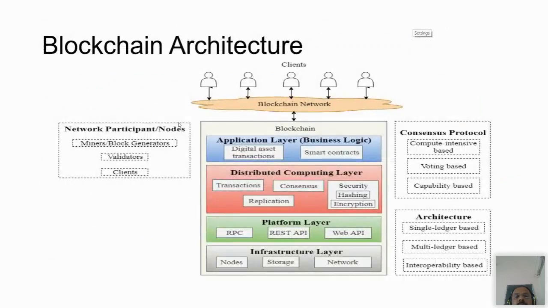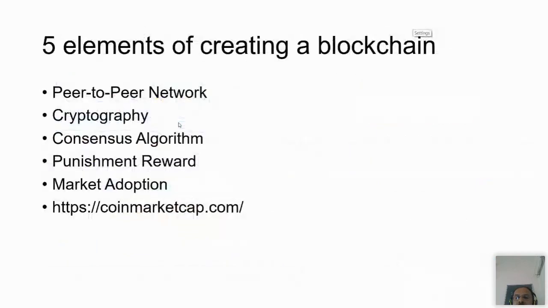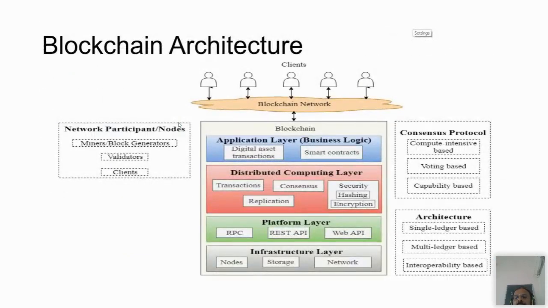Now the question is, what exactly is the architecture of the blockchain? If you put all of them together, you can get the architecture of the blockchain. There are many people, like clients, who use a blockchain network for doing any transaction. There are different layers, like in any application. Here also there is an application layer.